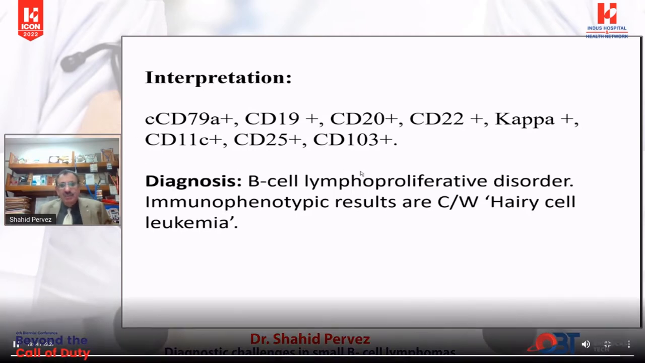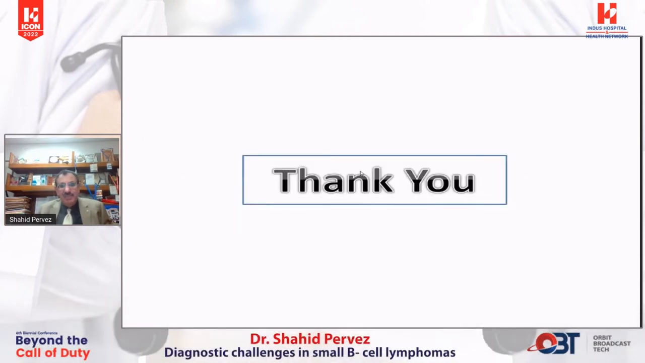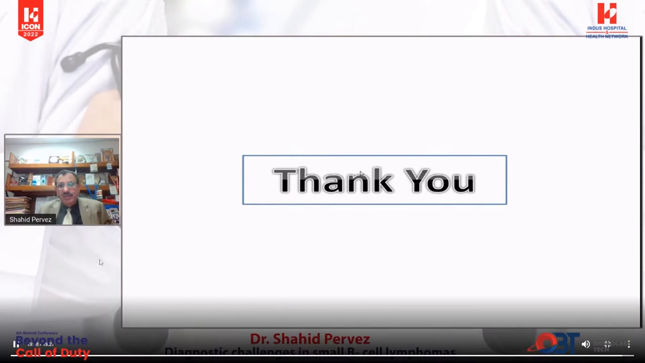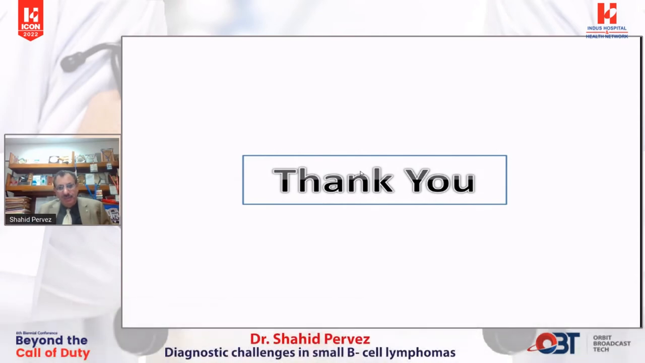So with that, my time is about up. Thank you. And as I said, there are some other examples of small B-cell lymphomas involving the blood, lymph nodes, and bone marrow. However, for the sake of time, I will stop here. Thank you.